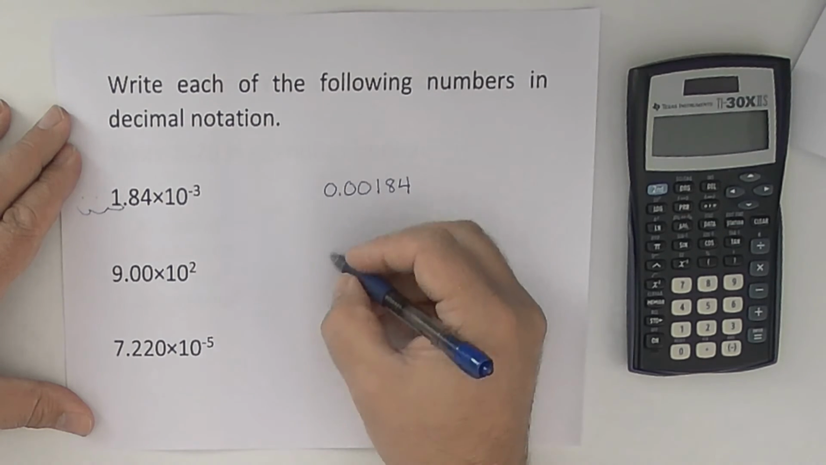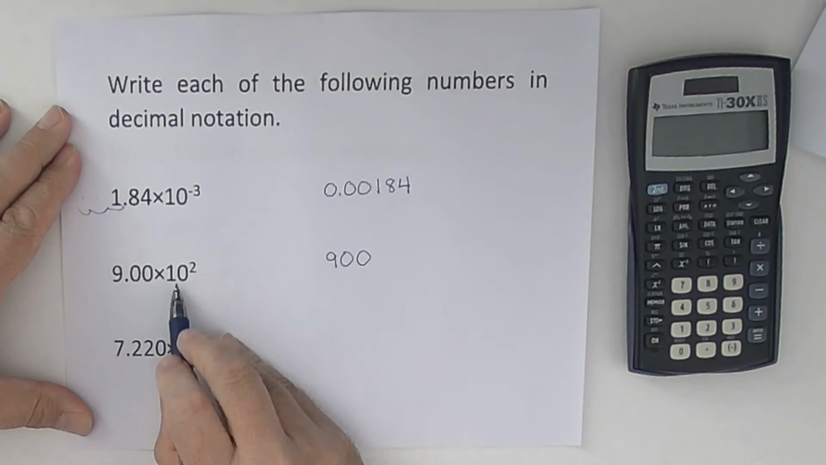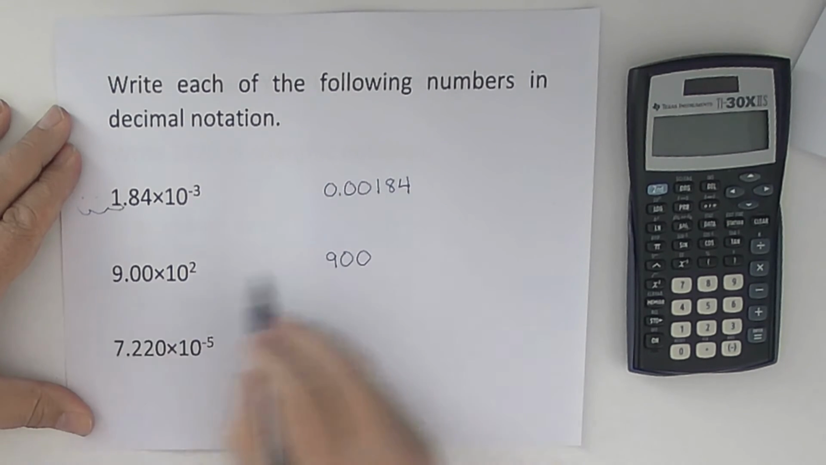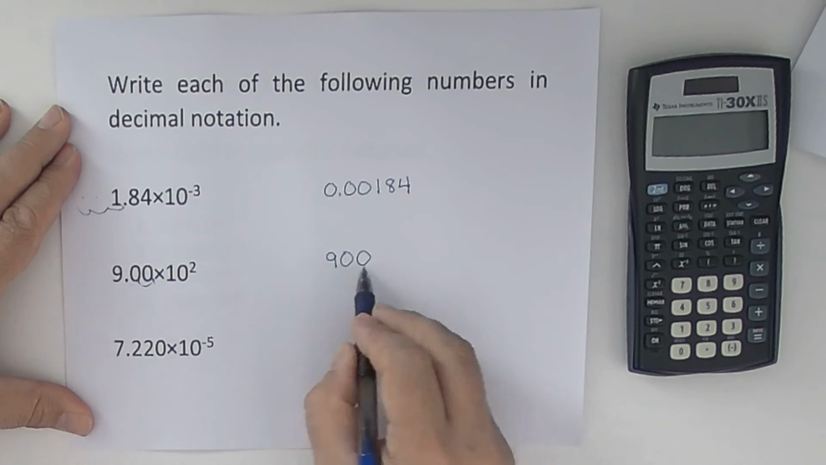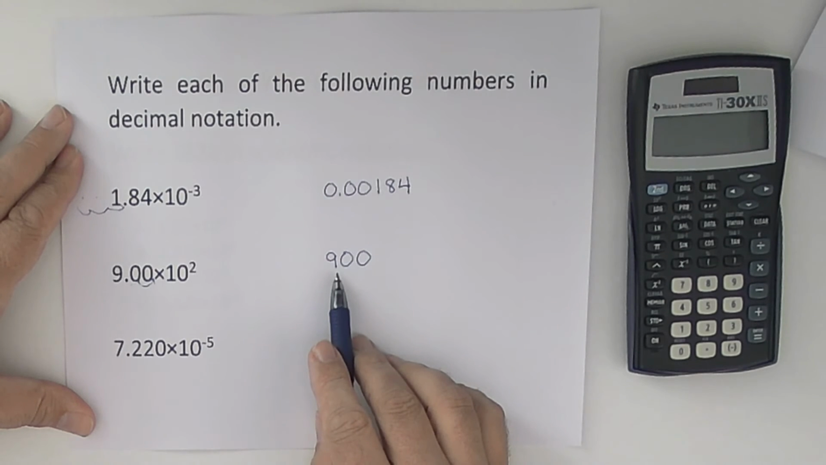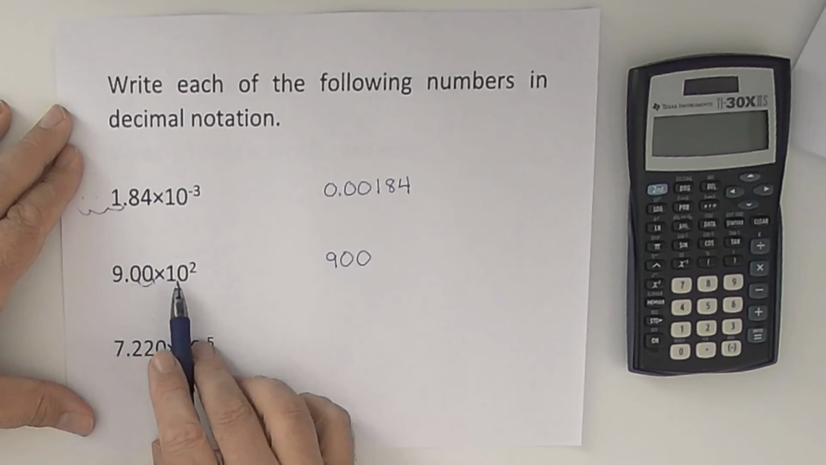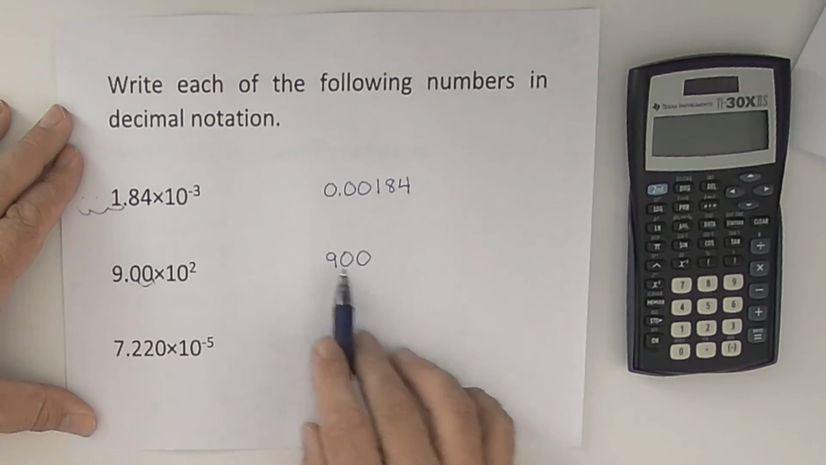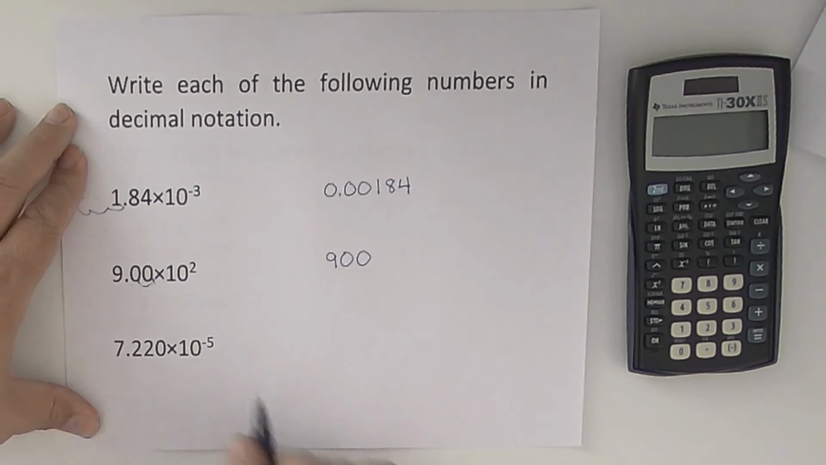Now in this case, we have the 9, 0, 0. Times 10 to the 2 means that decimal point moves 1, 2, this is 900. And this is one of the reasons we might write it in scientific notation, is this looks like one significant figure, but I really wanted 3. Okay, so it's ambiguous in decimal notation. That might be a reason to represent 900 in scientific notation.